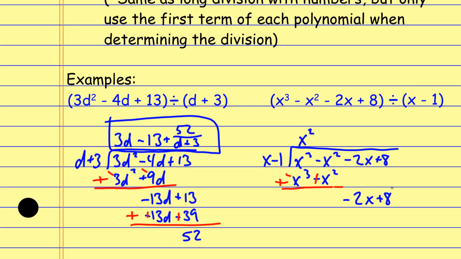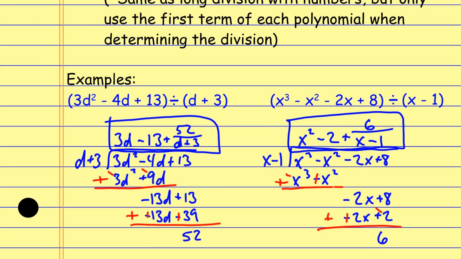X goes into negative 2x how many times? Or I should say x times what will give me a negative 2x, and the answer is a negative 2. And now I multiply using my distributive property. And now I subtract, which again is the same as adding the opposite. That gives me a 6. And there's no other terms to bring down. That's my remainder, so I put a little plus sign, and I put the 6 over the thing I was dividing by, which was the x minus 1.